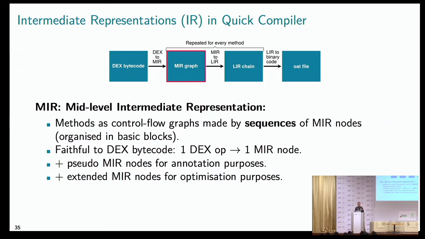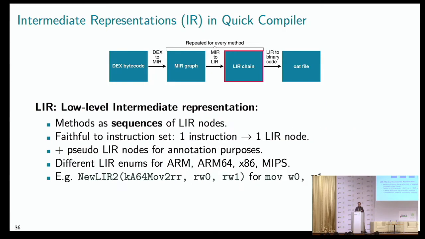This representation is faithful to the input bytecode. So this means that every Dalvik bytecode has a corresponding MIR node type. There are, however, extra MIR nodes which are used for annotation purposes. For example, for null checks, you have an MIR node. And then also for optimization purposes. So there are passes that are using extra DEX nodes.